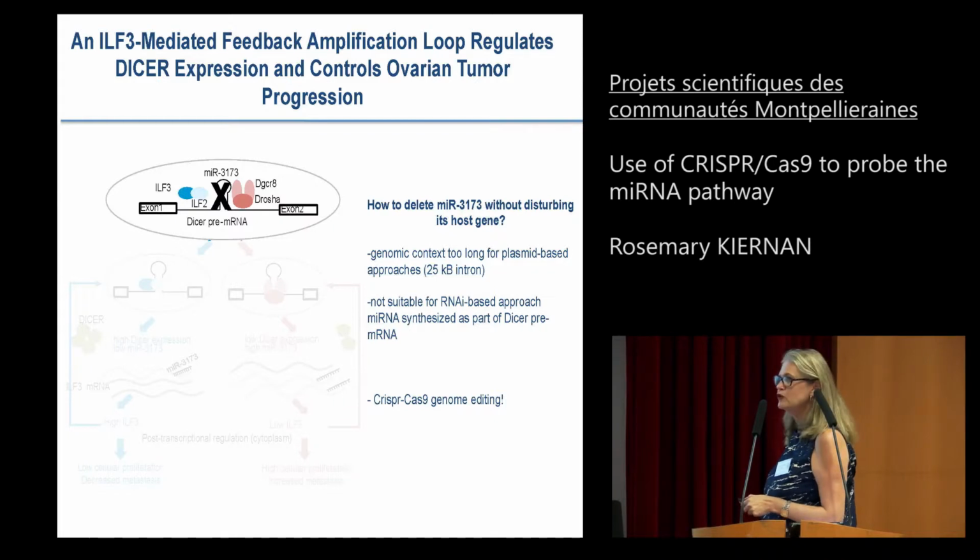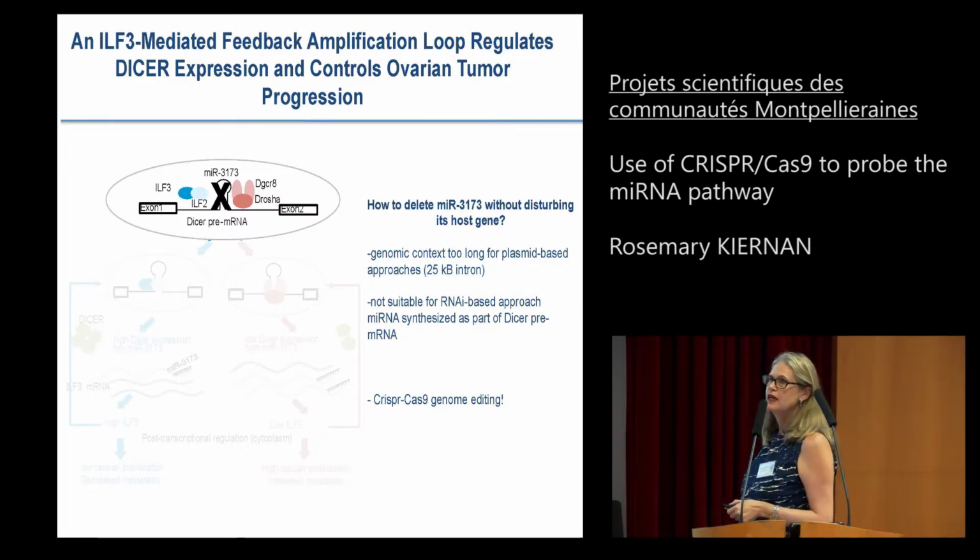And I forgot to mention, we could have possibly used mouse knockouts of this microRNA, but the problem here is that this microRNA is specific for primates. It's not expressed in mice. So mouse approaches weren't possible either. So it seemed like the only possibility was CRISPR-Cas9.